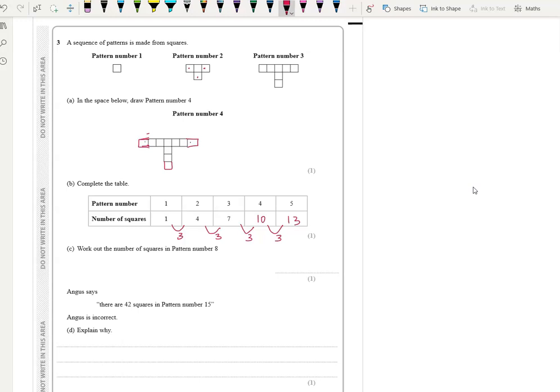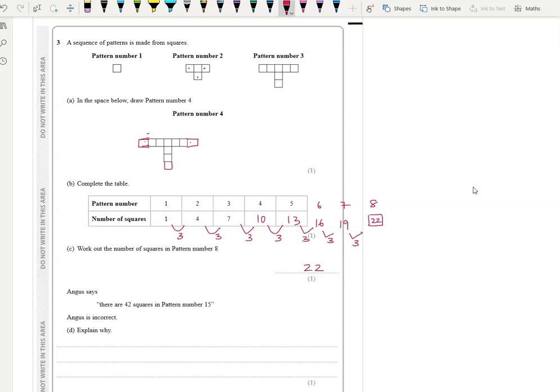Part C says work out the number of squares in pattern number 8. So we have up to pattern 5. So let's work out 6, 7 and 8. Since it is increasing by 3, pattern 6 will be 16. Again you add 3, so pattern 7 will be 19. Add 3, pattern 8 will be 22. So the number of squares in pattern 8 is 22.